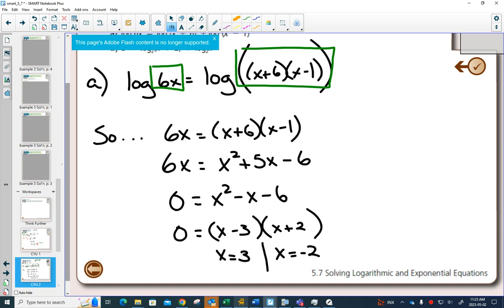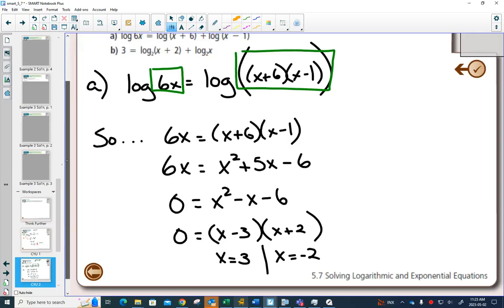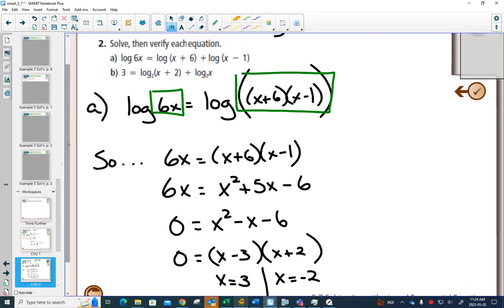And the last thing that we need to do is we always need to check our answers in your original question, so I'll scroll up just a bit so we can see the original question. Do I ever take the log of a negative? So I tried 3 first. If I plug in 3 here, I get 18. Perfectly fine. 3 plus 6, 9. Positive number. Perfectly fine. 3 minus 1, 2. Positive number. Perfectly fine. So I know that x equals 3 works.